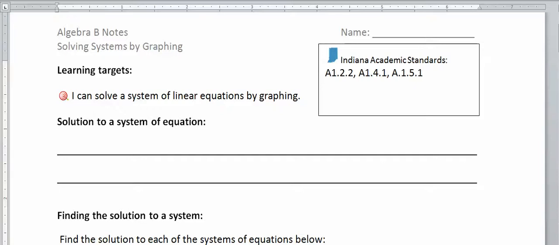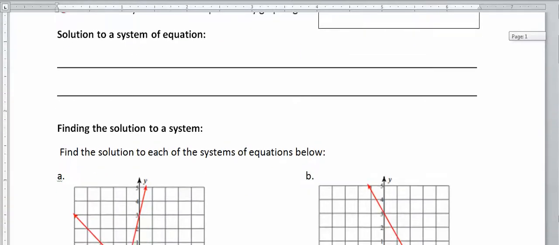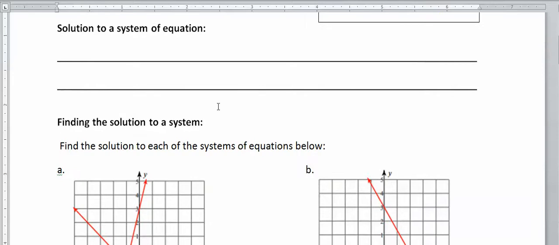Well, a system is two or more equations put in the same constraint. So these two equations have to be satisfied at the same time for a system, or these three equations have to be satisfied at the same time. Now, typically, when you have two variables, a system is two equations, right? You're creating a system of equations. Now, the solution to a system of equations is any point that satisfies both equations at the same time.